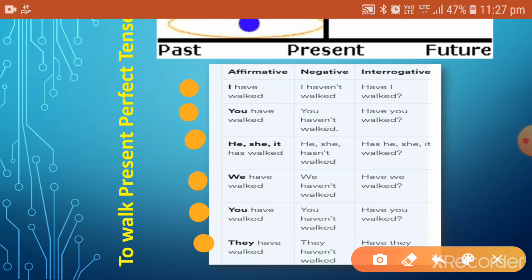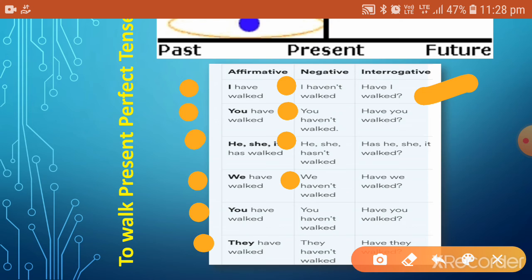Negativity we have to place after helping verb, or we can combine helping verb plus not, and at this time we have to omit o and use apostrophe, like I haven't walked, you haven't walked, he, she, it hasn't walked, we haven't walked. Here you can check the auxiliary will be at first. It means before the subject.